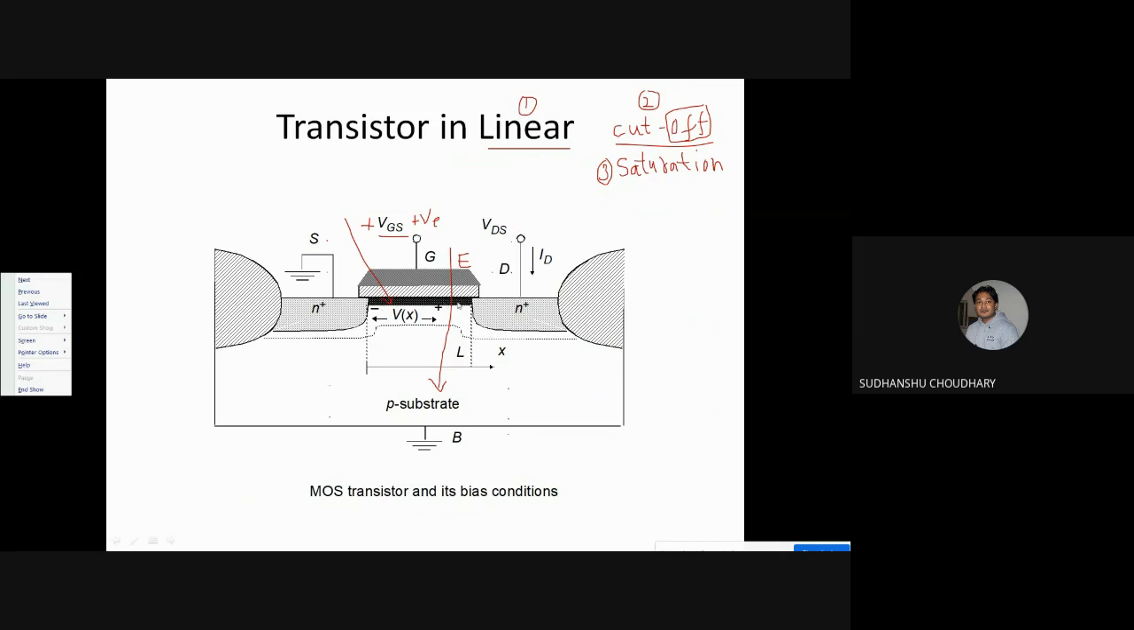So electrons are here in the channel. Now when you apply a VDS, some positive drain to source voltage, you can see that a current can flow from drain to source, because applying VDS means you are applying an electric field whose direction is from drain to source. This electric field will cause electrons to move from source to drain.